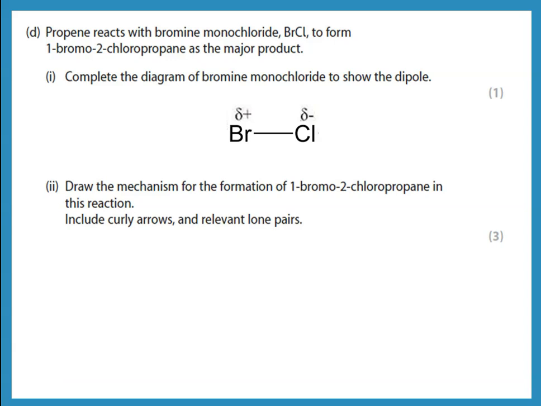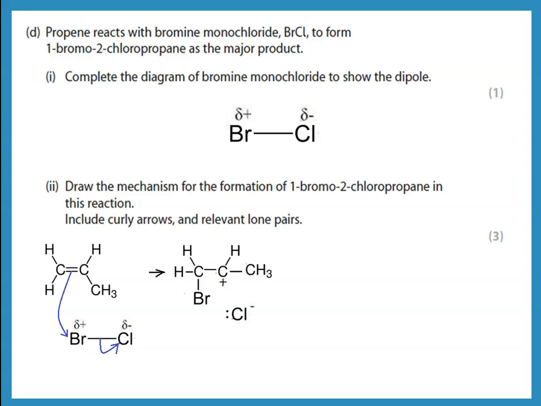Then he says, draw the mechanism for formation of 1-bromo-2-chloropropane. So this is the reaction between propene and the BrCl. Remember, if he asks what is the name of this mechanism, it's an electrophilic addition reaction. And the first step is the electrons in the double bond attack the Br plus, while the electrons in the bond between the Br and Cl will go to the chlorine.